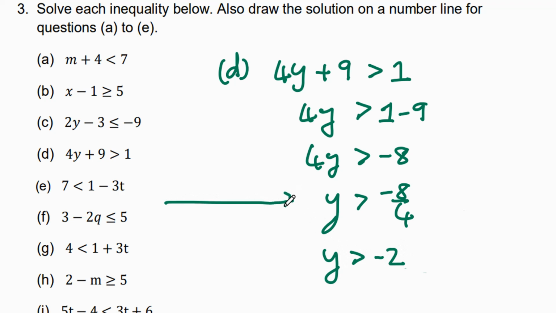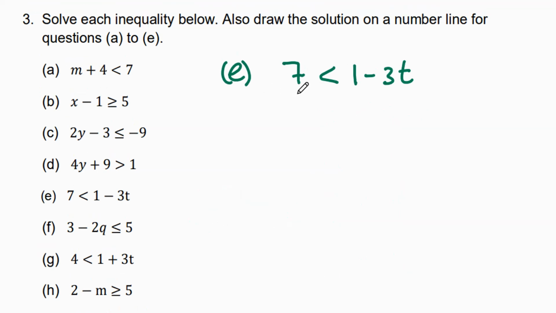Let's look at the number line. The variable here is y, and then we have -2. Now, y is strictly greater than -2, so we must exclude -2. So we have a circle at -2 to show that we are excluding negative 2. Then y is greater than negative 2, so the arrow must point towards the right of negative 2. In other words, for values greater than negative 2.